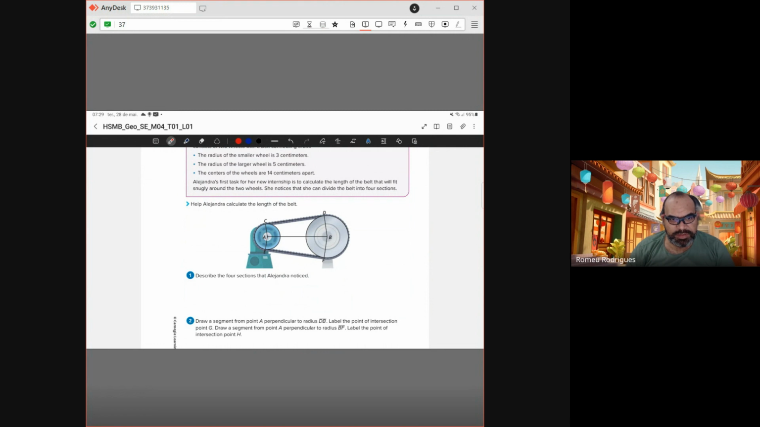Okay, the first one is the arc along the smaller wheel, which is this guy here. This is the arc. The arc along the larger wheel, this guy here. And the 2 tangent segments. Tangent segments are C to D and E to F.